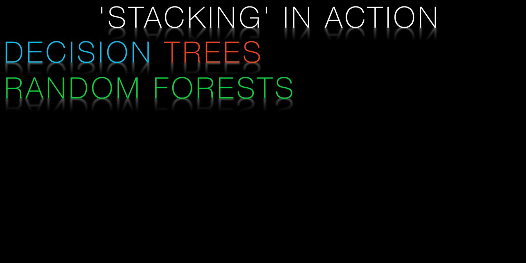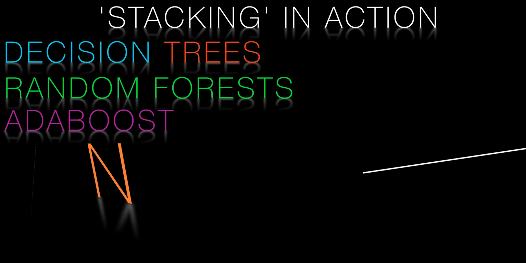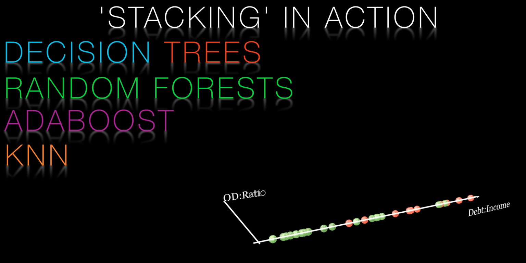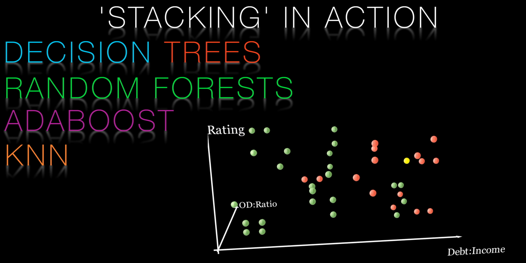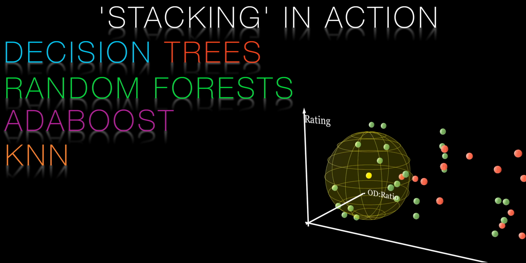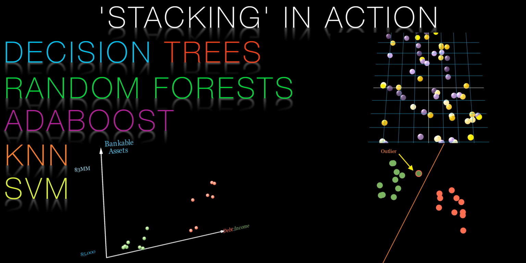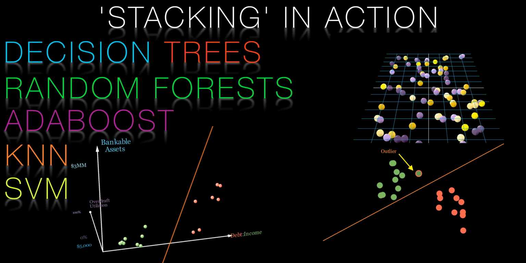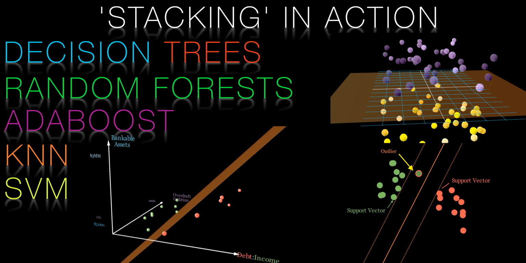To illustrate the stacking process, we'll use our ensemble of three models from the previous video: decision trees, random forests, and AdaBoost. To these three models, we will add a further four. Firstly, K nearest neighbours. This is a technique that uses proximity clustering in high-dimensional spaces. Secondly, support vector machines. This approach finds a hyperplane that separates the data into classes. The selected hyperplane is the center line of the widest street between the data.